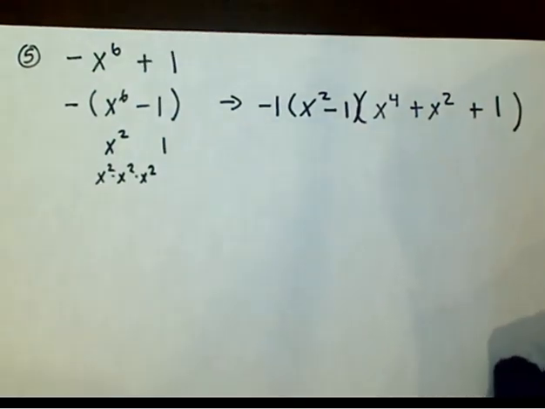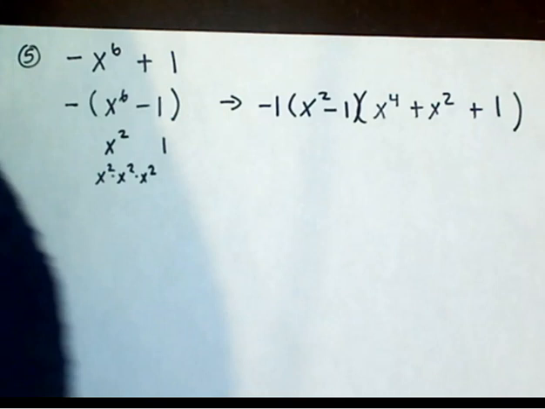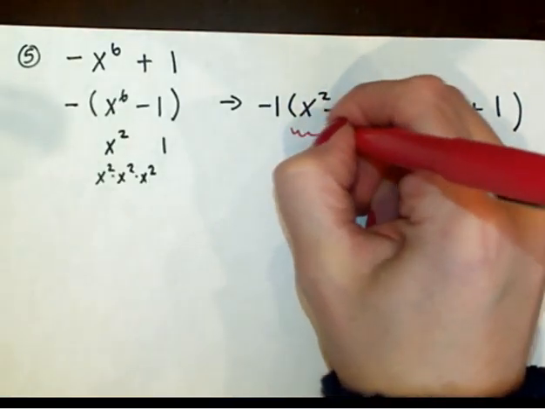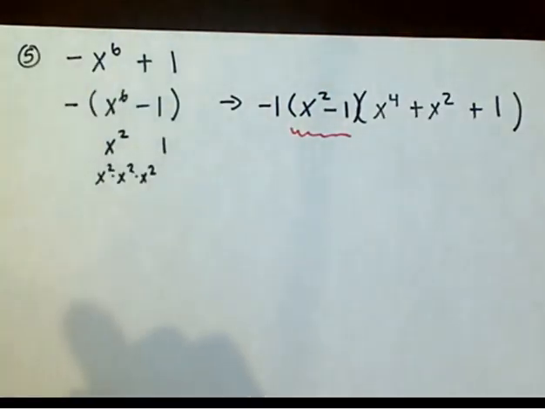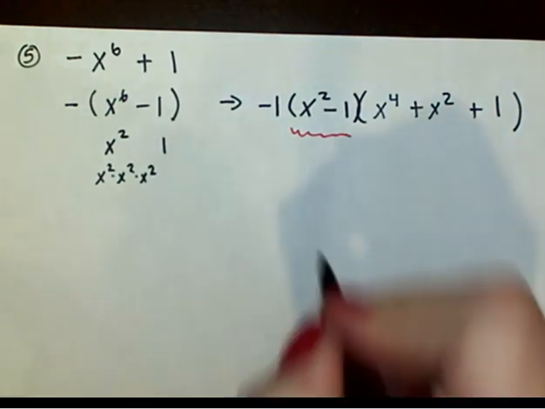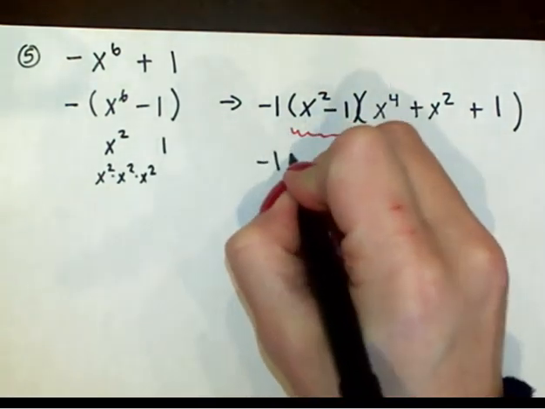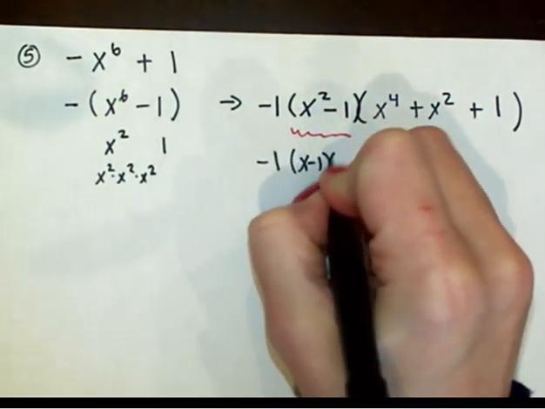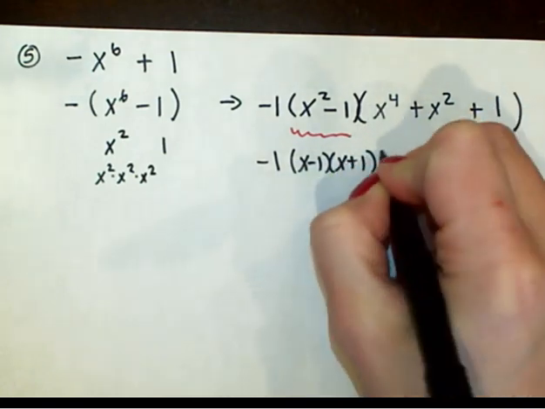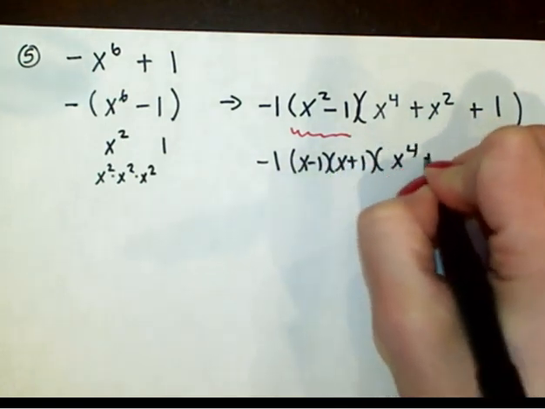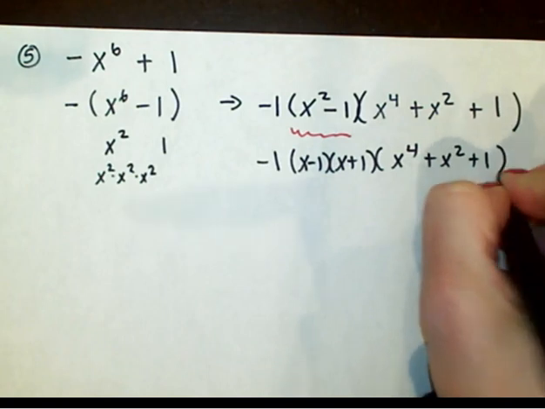Now I look at this. Do I see any other possibilities for factoring? I do notice this is a difference of squares. I've already learned that pattern, so I should use it. X minus 1, x plus 1, and then copy the remaining factors.